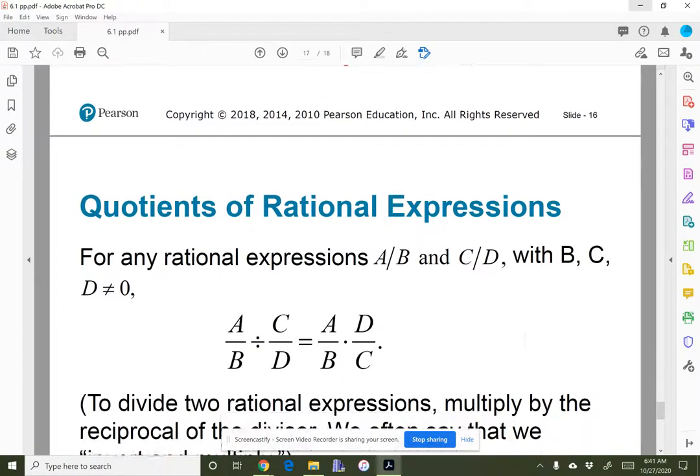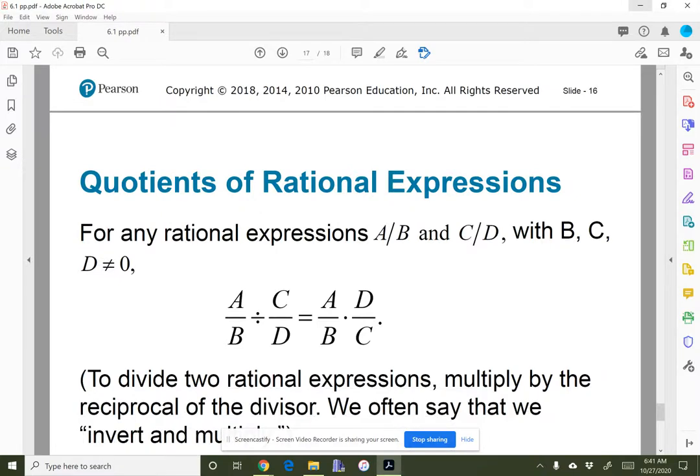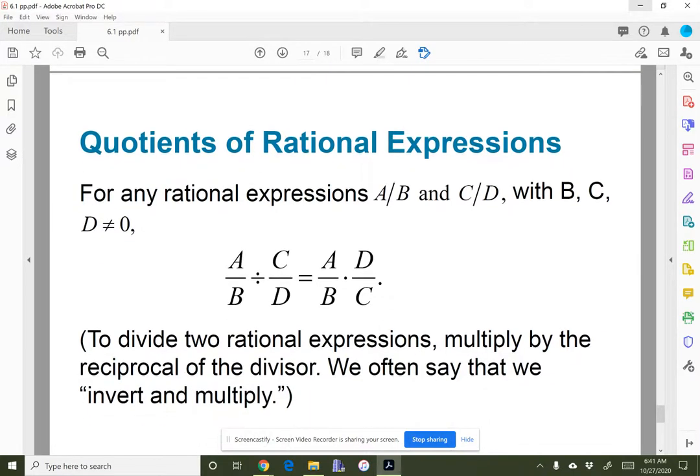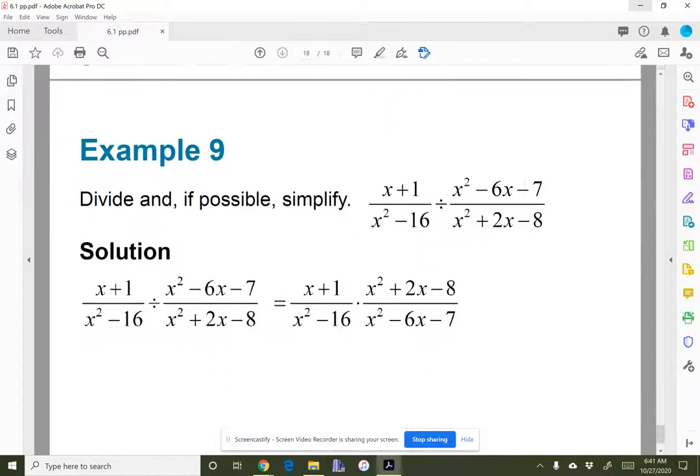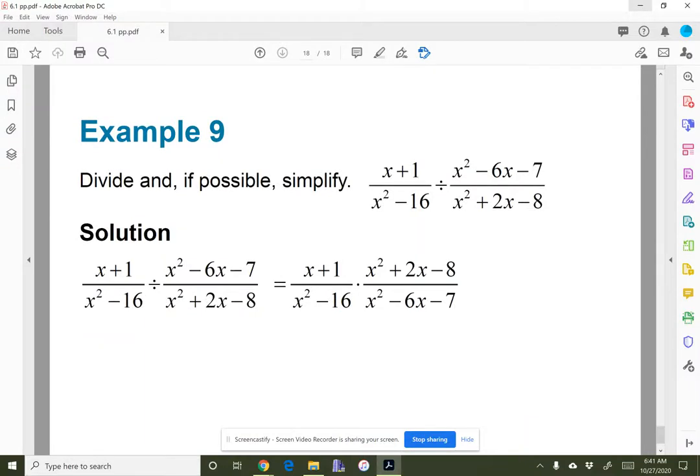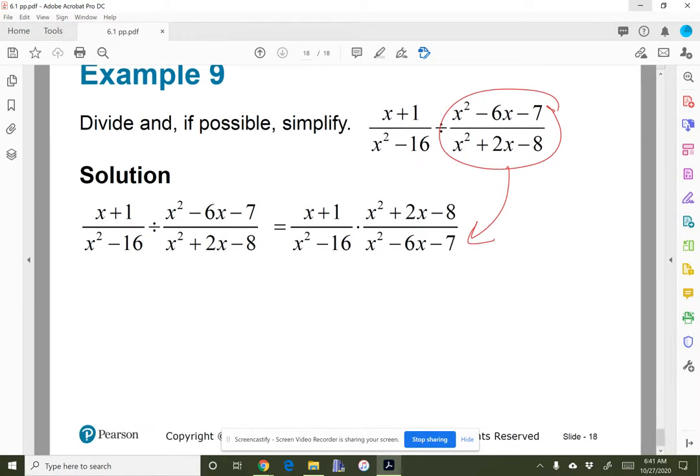But here's the big kicker. When you're dividing rational expressions, you flip the second one and multiply. And then the problems are just like the 7 that we did before. So flip and multiply when we divide. So we're looking at this equation. Divide and if possible simplify. We're going to take this one, we're going to flip it, meaning make the bottom the top and the top the bottom, and then multiply and simplify.